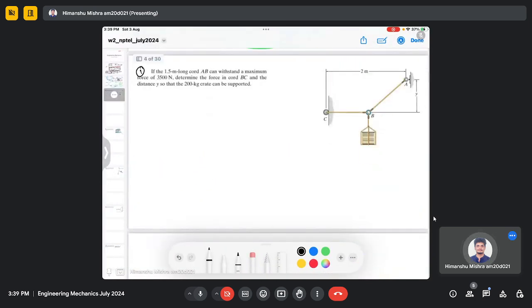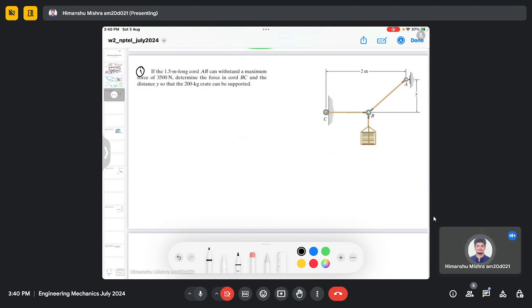So let's solve the first problem. So here we have, if the 1.5 meter long cord AB can withstand a maximum force of 3500 Newton, determine the force in cord BC and distance Y so that the 200 kg crate can be supported.